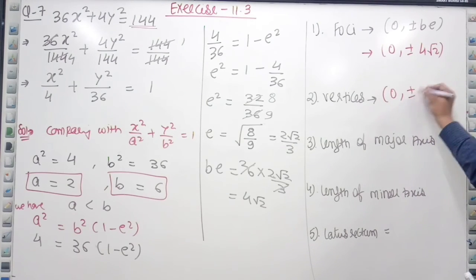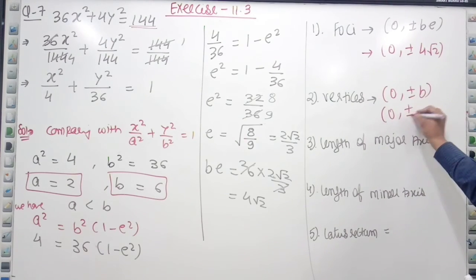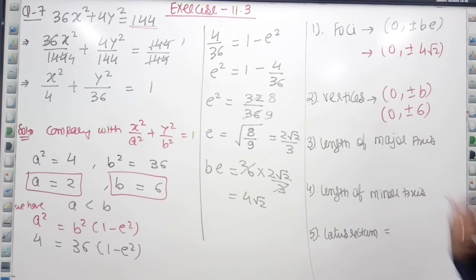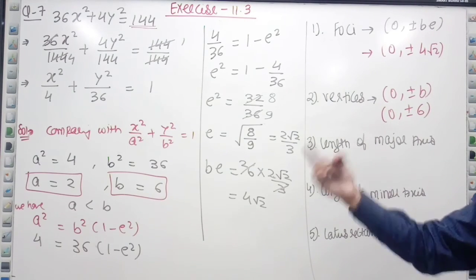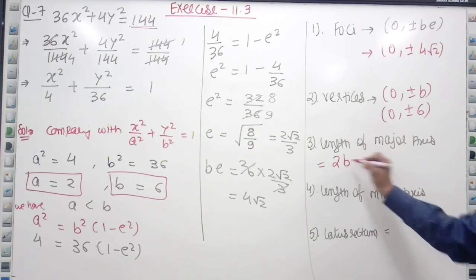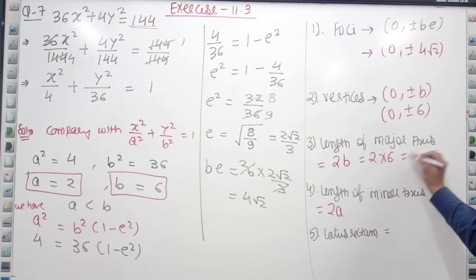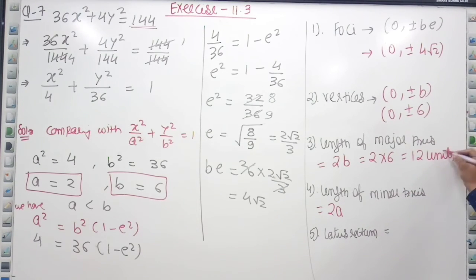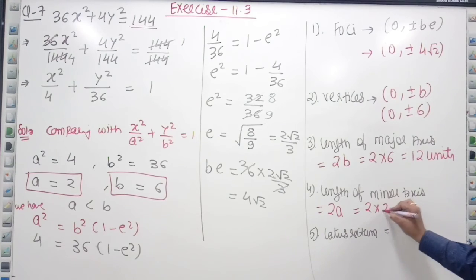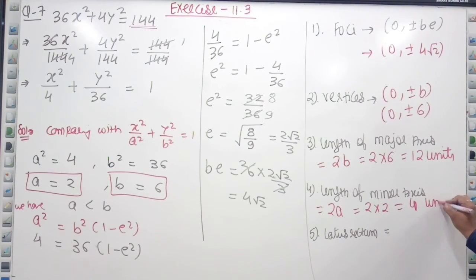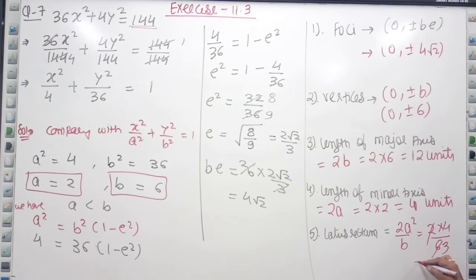Vertices 0, plus minus B. 0, plus minus B is 6. Length of major axis, as B is greater than A, so it is 2B. Minor axis 2A. So I will put the value of B, 2 into 6, 12 units. And 2 into 2, that is 4 units. Latus rectum 2a square by b. 2a square is 4, b is 6. 2 3s are 6. I can say 4 by 3 units.